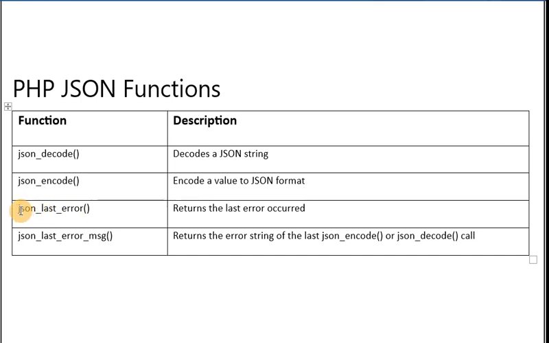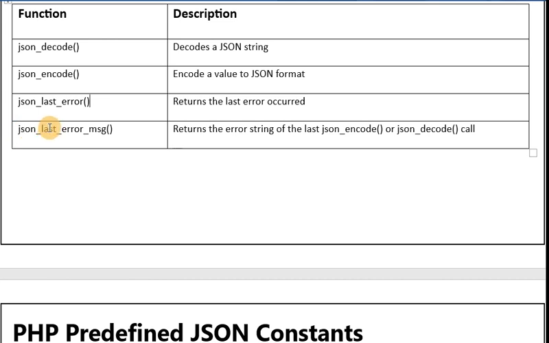These two are nothing but JSON last error. This is used basically for the purpose of checking whether the JSON format is valid or not. And this is JSON last error message, it returns what the issue in the JSON format is. Let me show you. I am going to check whether this is a valid JSON or not. So let me show you.